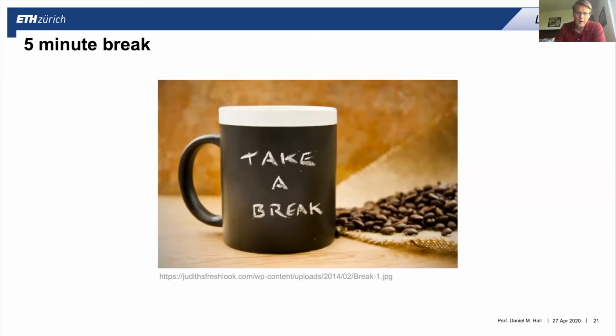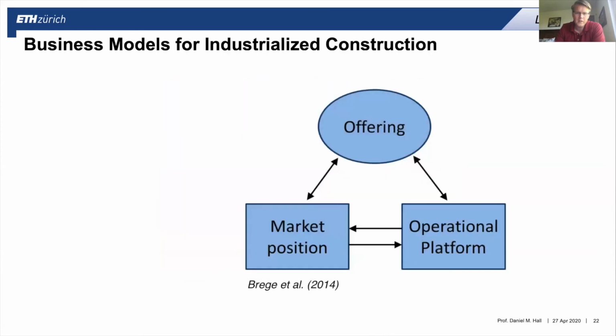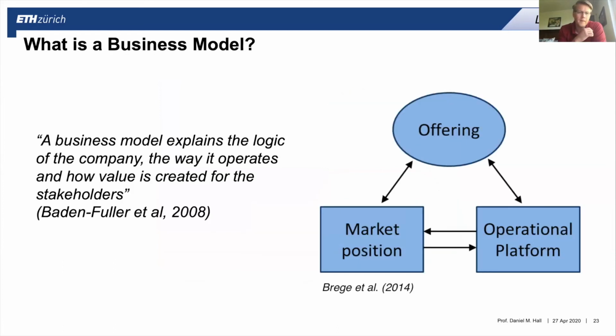So we're going to talk about business models and logistics in the last 15 minutes of class. Let's start with an overview of what a business model is. A business model explains the logic of the company, the way it operates, and how value is created for the shareholders. What you've worked on so far is probably focused the most on your product offering. So this is the idea of what you are offering, what is the product you're developing.